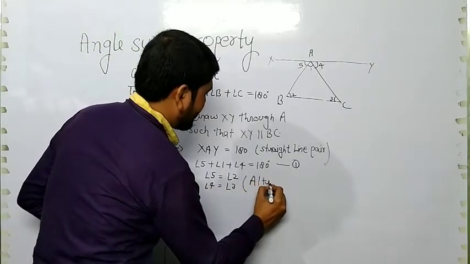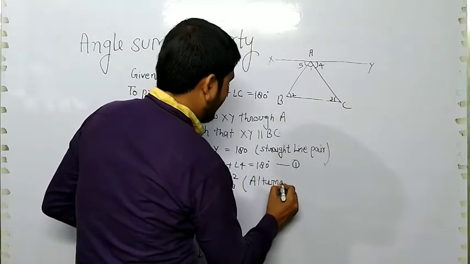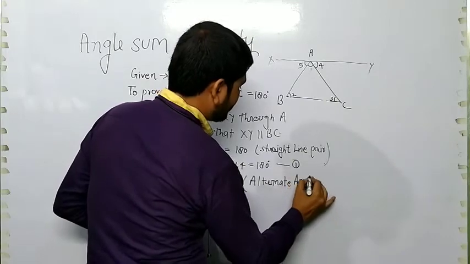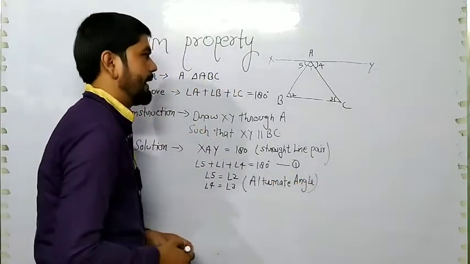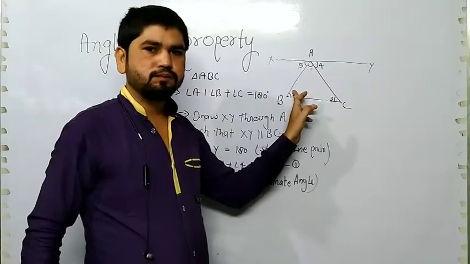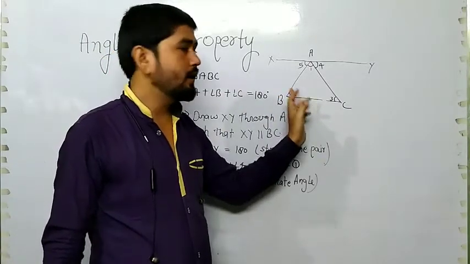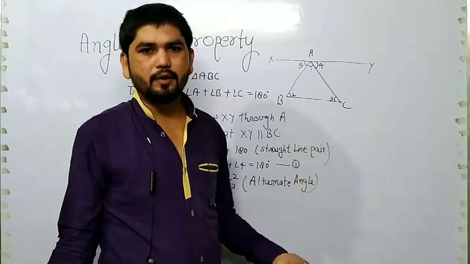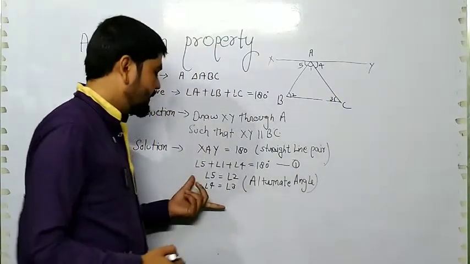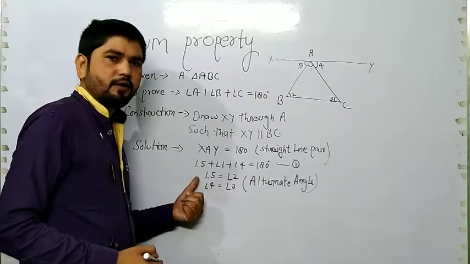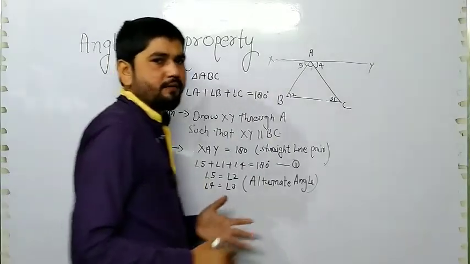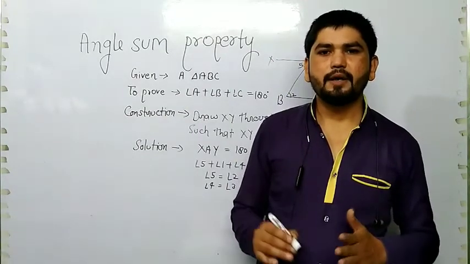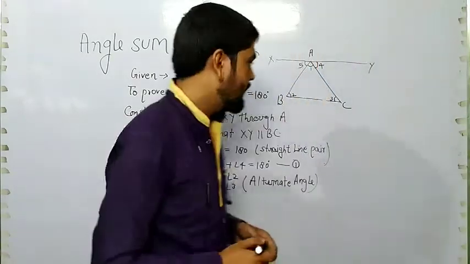Which kind of angle? Alternate angle. So in place of angle 5, can we put angle 2? Sure, because they are equal. And in place of angle 4, can we put angle 3? Yes, we can also put it because they are equal. So put the value of angle 5 and 4 in equation 1. We will put the value of angle 5 and angle 4 in equation 1. So see what will come.